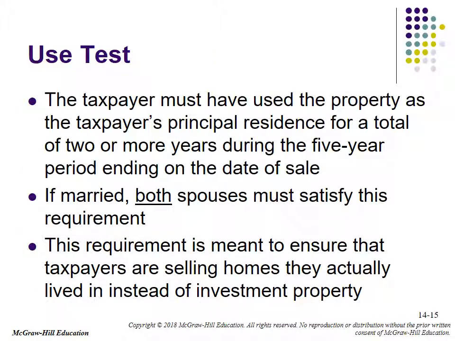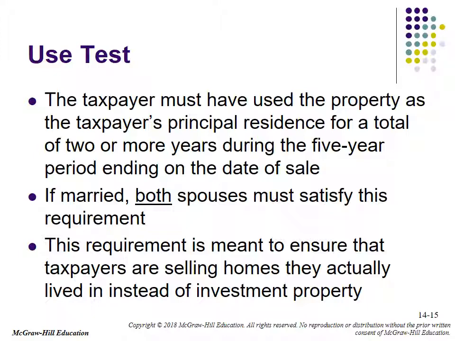The use test, this is the other part. Is it a principal residence? The taxpayer must have used the property as their principal residence for a total of 2 or more years during the 5-year period ending on the date of sale. Now, this isn't saying you've got to use it for 2 years consecutively.